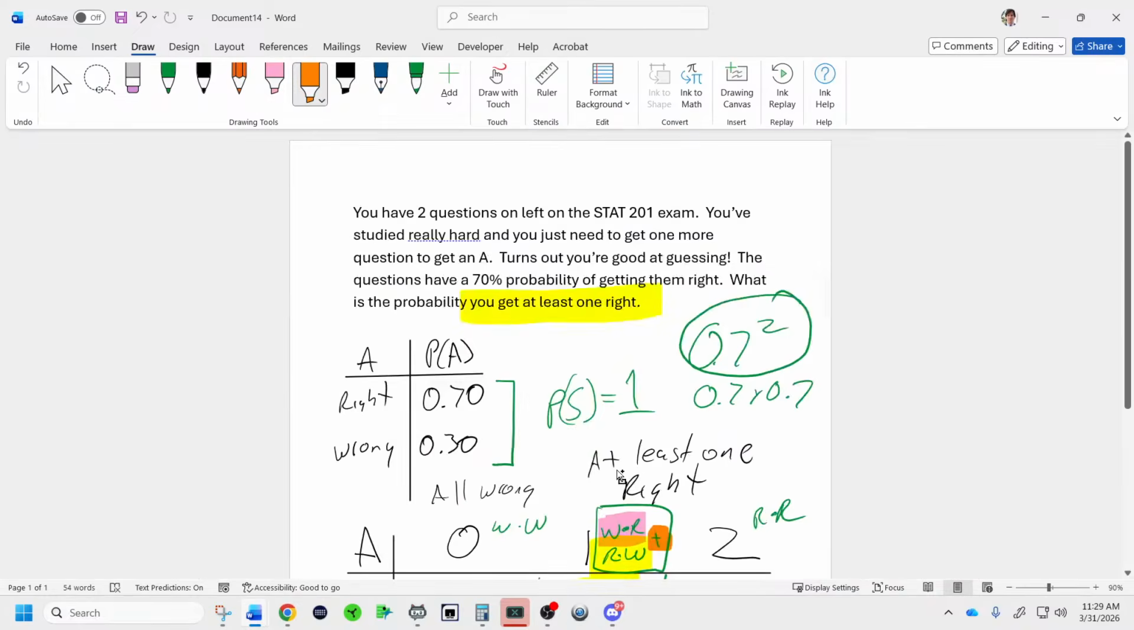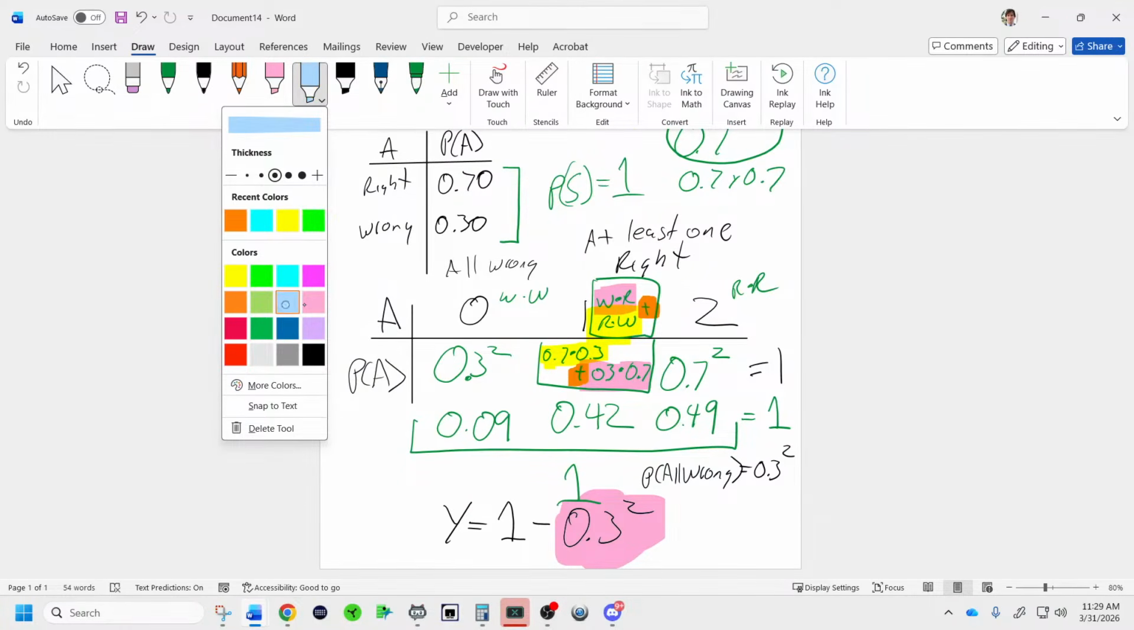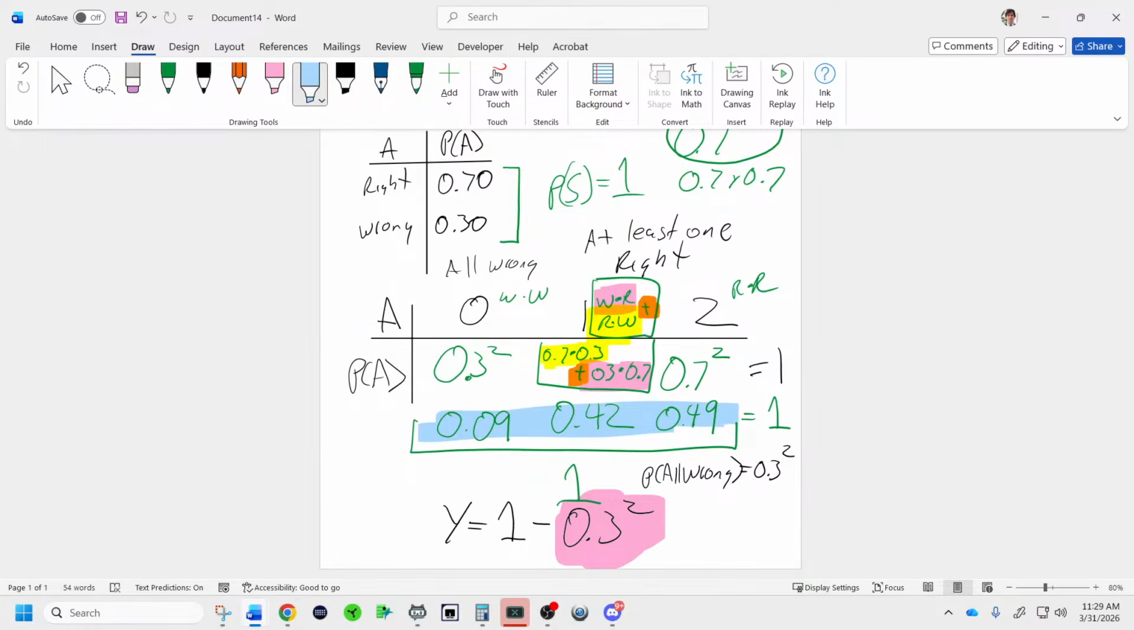And then you know what you could do here too? Use this table now, which I'm going to highlight in light blue. Use this table to find out the probability of getting at least one correct.